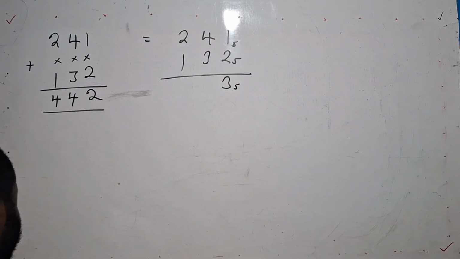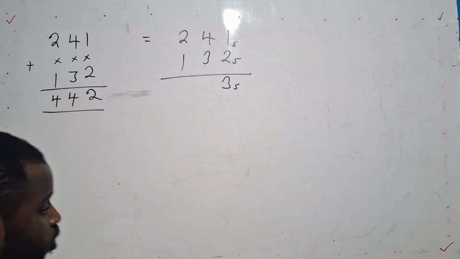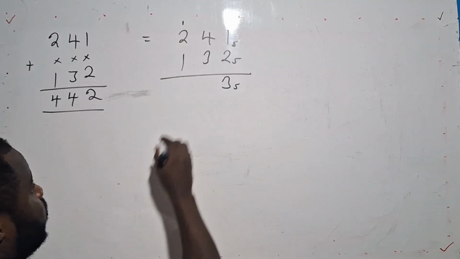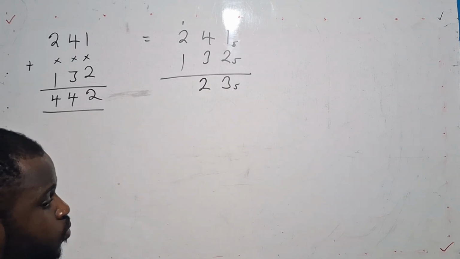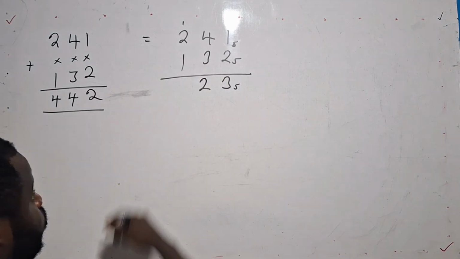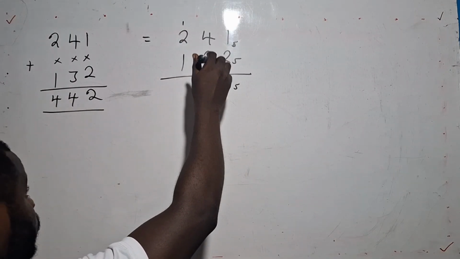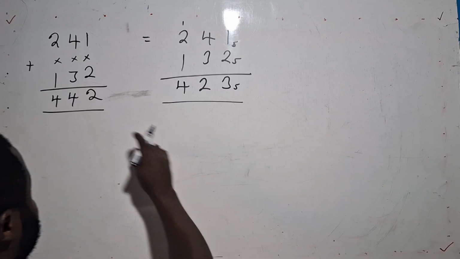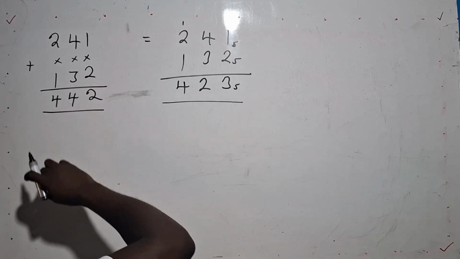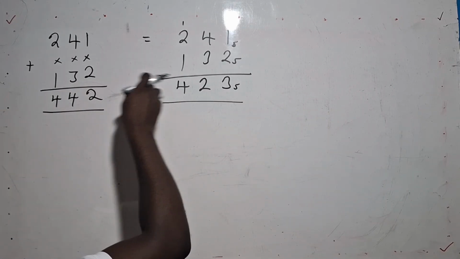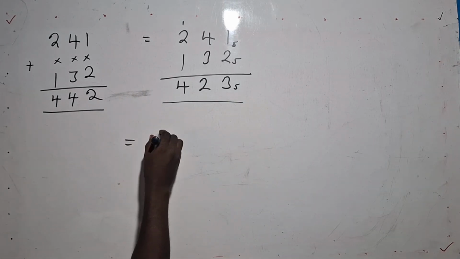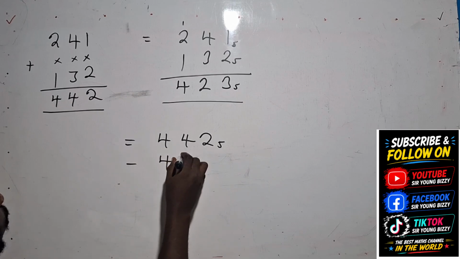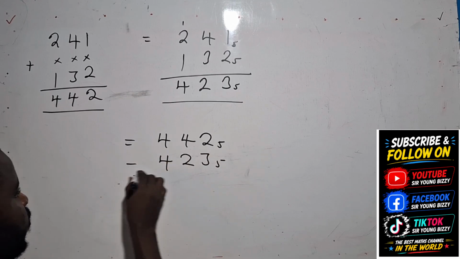Then 3 plus 4 is 7. 7 is not accepted in base 5. So 7 divided by 5 will be 1, remainder 2. Yes, 1 remainder 2. So 1 plus 2, 3 plus 1 is 4. And 4 is accepted in base 5. So this is the first step. You add this. Then we are going to subtract the answer from this. So we have 4, 4, 2 base 5 minus 4, 2, 3 base 5.